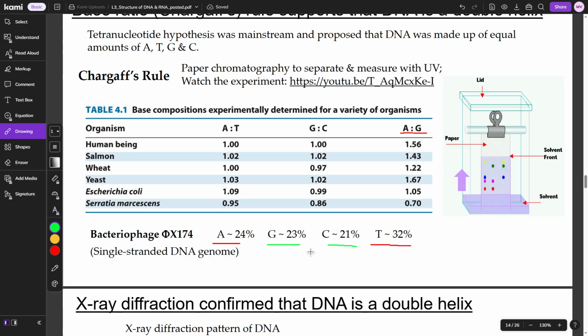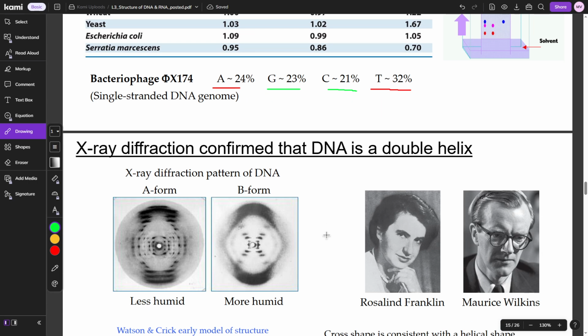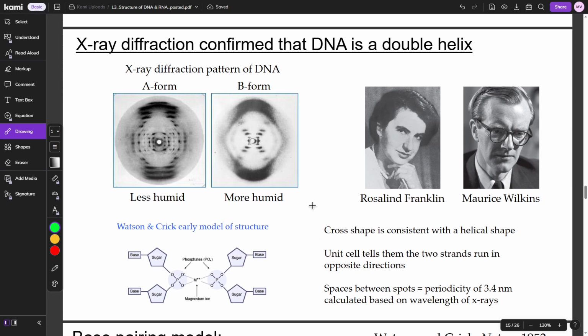You could totally ask a question like that on your exam, so be aware of that, and be ready to answer a question asking if it's single-stranded or double-stranded DNA. So, yeah.